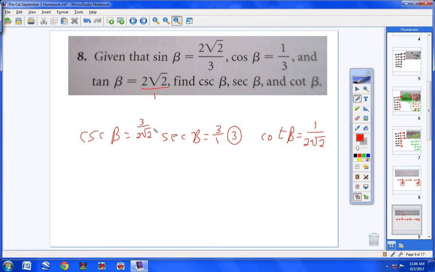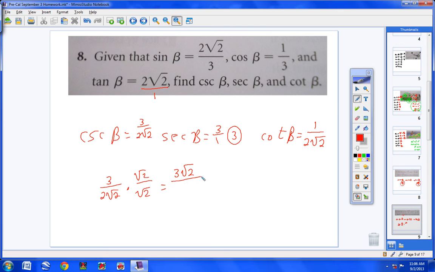Now, be careful on these. Watch carefully. This is an unacceptable answer right here. So watch what I do. Be careful. 3 over 2 square root of 2. Now watch. Times square root of 2 over square root of 2 equals. Well, 3 times square root of 2, we know that's easy, 3 square root of 2.